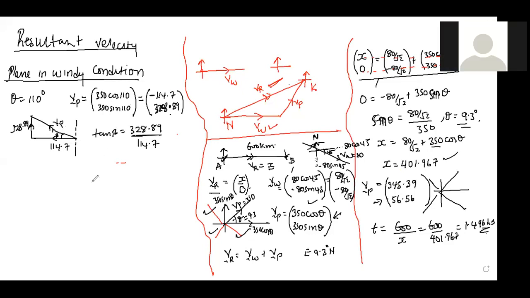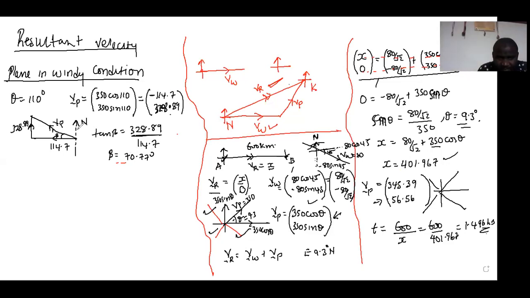For beta, 2.867. You get? No. 70.77. 70.77. Now look here, look here very well. If this is north, can you get me the balance here? 90 minus 70.77, what do you get?